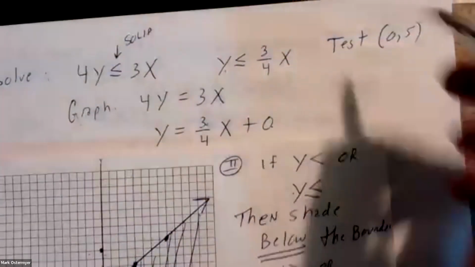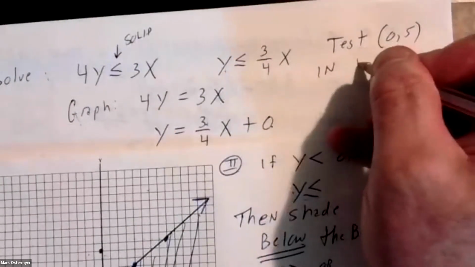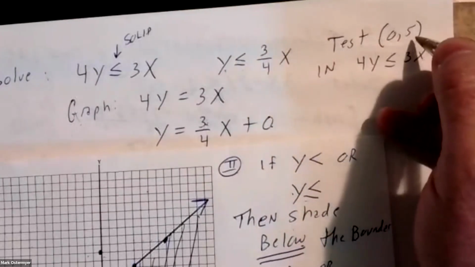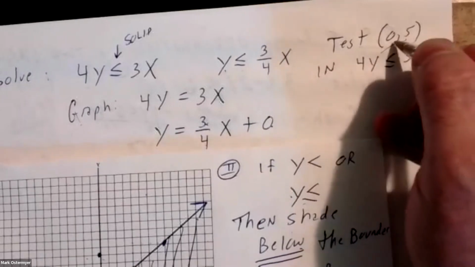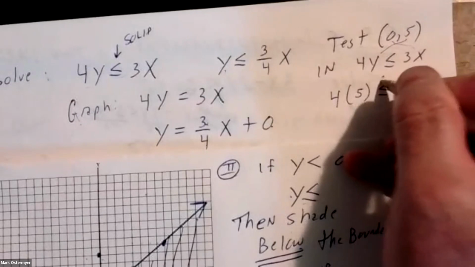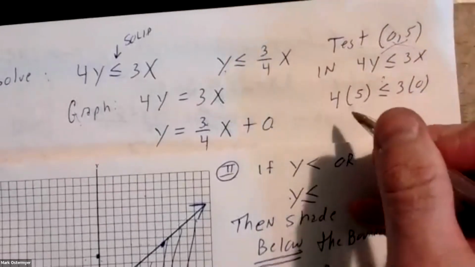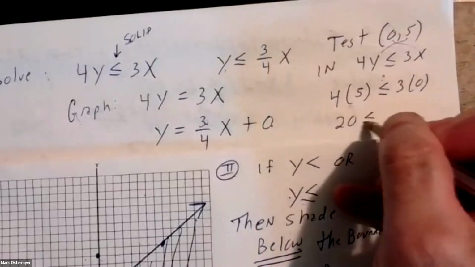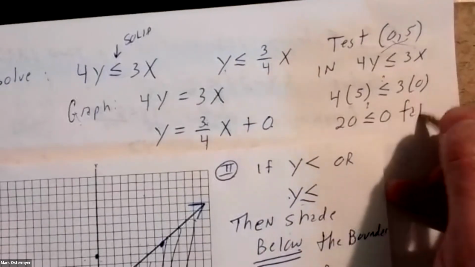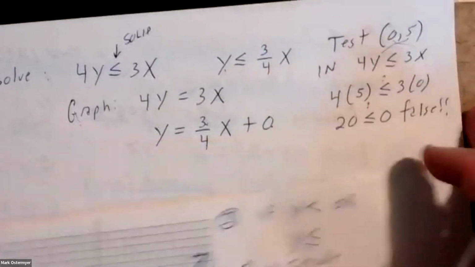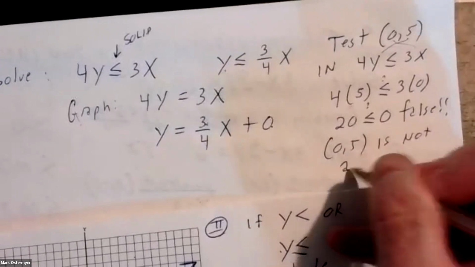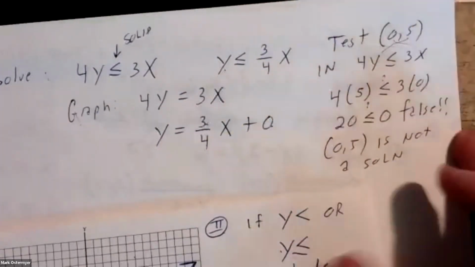All right. So I'm going to test out (0, 5) in my inequality here and see if it's a solution. That means I replace y with 5 and x with 0. So is 4 times 5 less than or equal to 3 times 0? Is that true? Is 20 less than or equal to 0? Is that true? This is false. And because this is false, this indicates that (0, 5) is not a solution to the inequality.